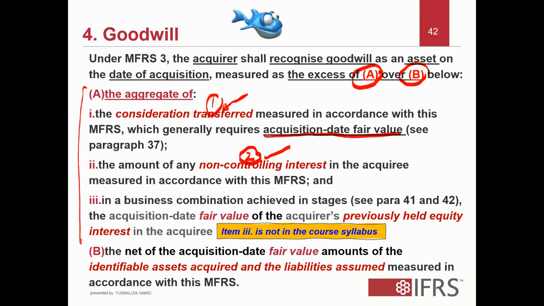So A is whatever here. B is where you have the net acquisition date fair value. So fair value of identifiable asset acquired and liabilities assumed. So look at the assets that were acquired, look at the liabilities that you have incurred, what are the differences, and check what is the fair value. So if you have that, this is actually a number. This is B. This too is actually part of A. So if A is greater than B, you will have a goodwill.